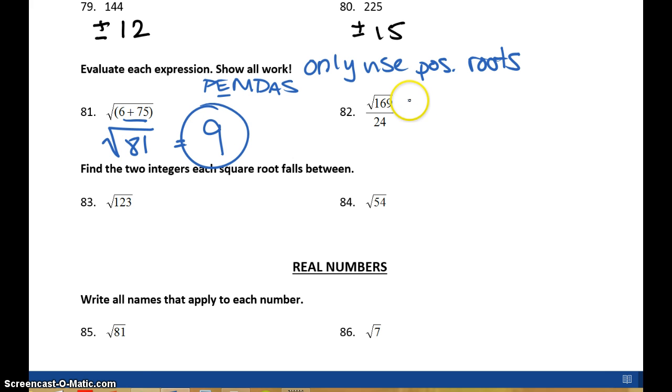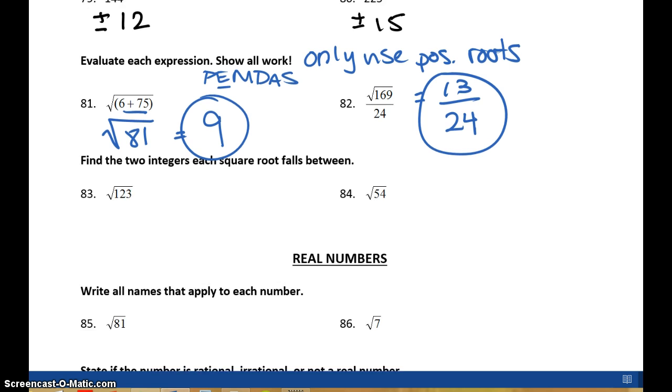For 82, the square root of 169, again, we're using the positive square root there, or the principal square root is what we would call it. The principal square root is always that positive root of a number. So that's 13 over 24. So we're going to leave it there, 13 over 24.